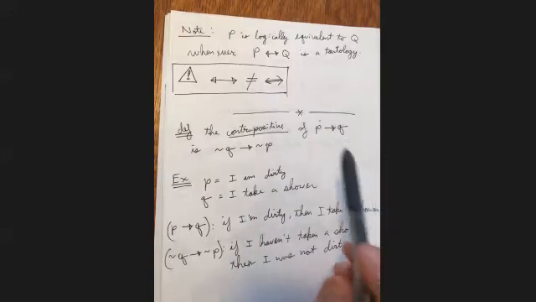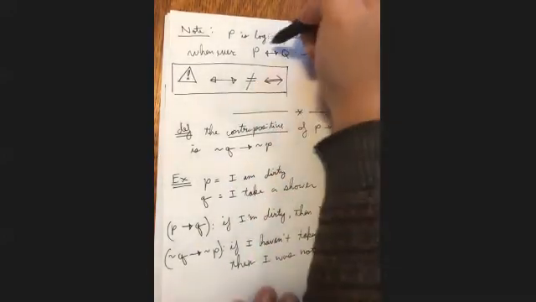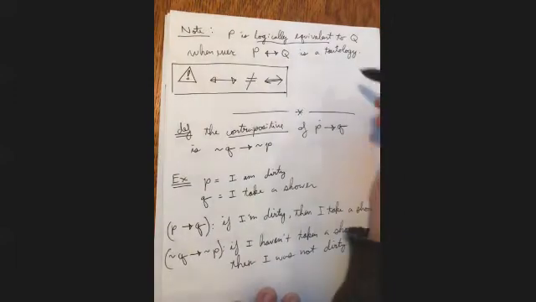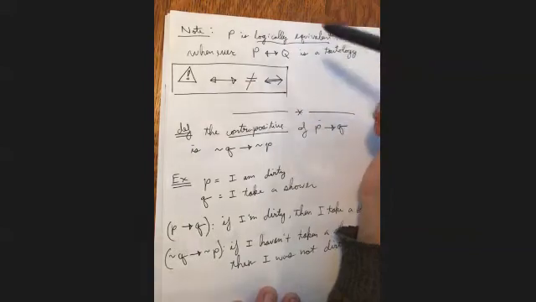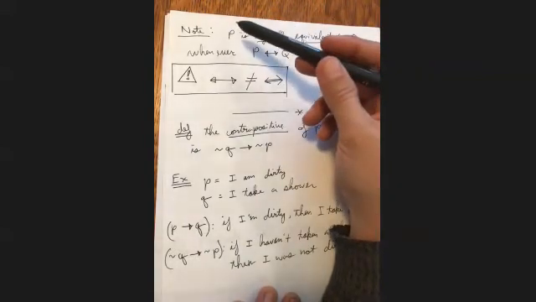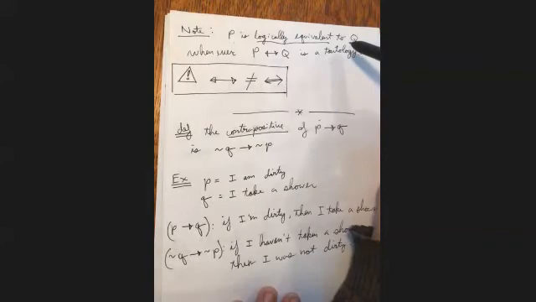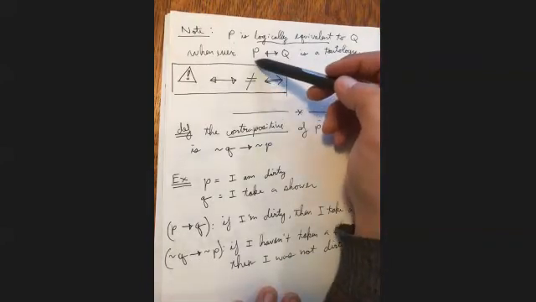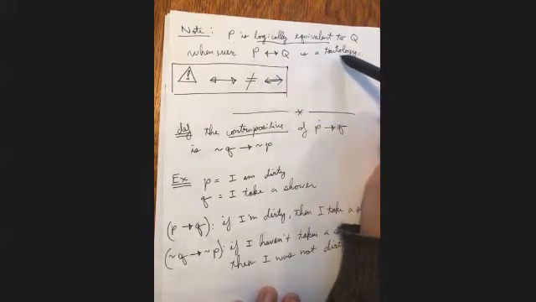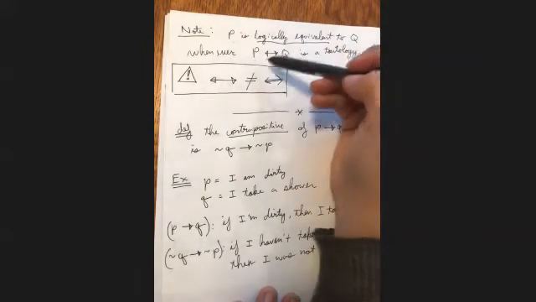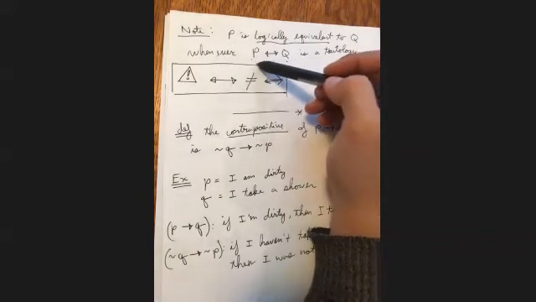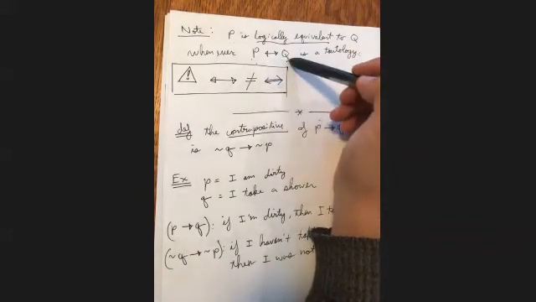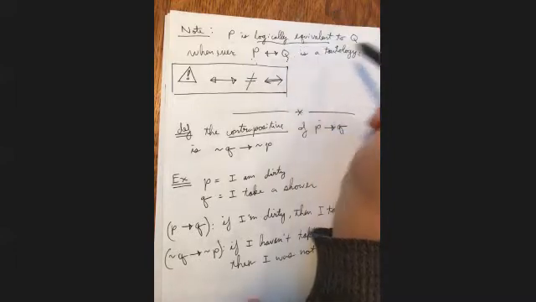Some important notes here. What does logical equivalence mean? We say two statements, P and Q, are logically equivalent if the biconditional of P and Q is a tautology. Meaning whenever P is true, so is Q, and whenever P is false, so is Q. So that's what it would mean to have a tautology.